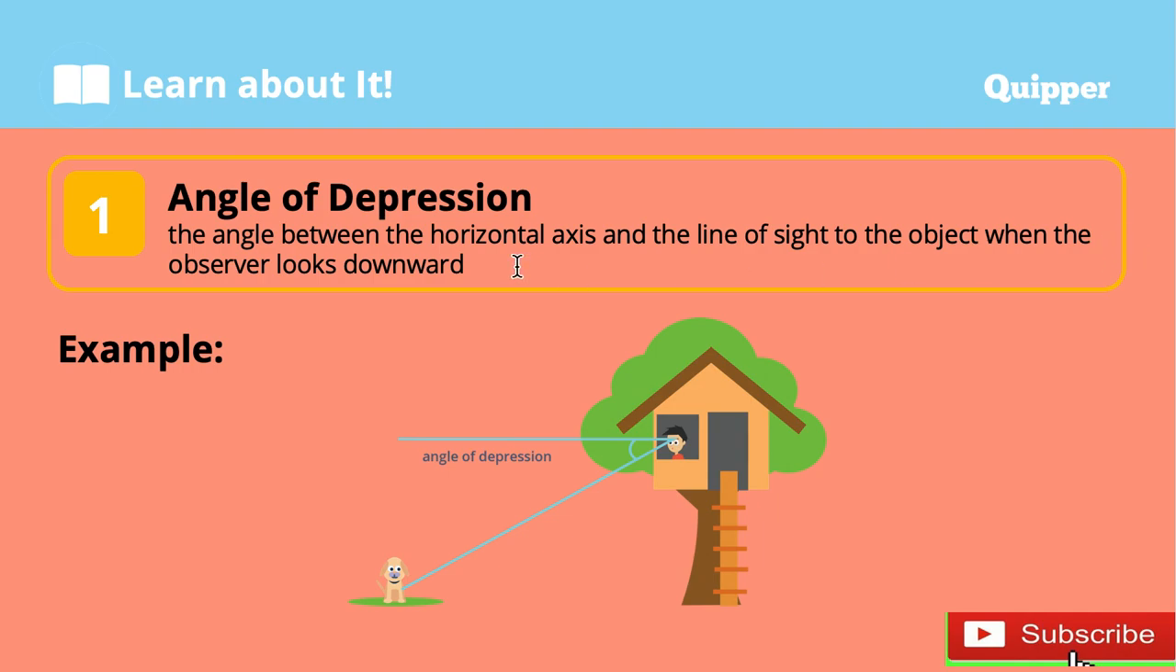For example, I have here an illustration. The observer is inside the treehouse and the object is the dog. The observer looks downward and we have here this line, which is what we call the line of sight, and this is the horizontal axis or the horizontal line. Now it forms an angle here, which is what we call the angle of depression.